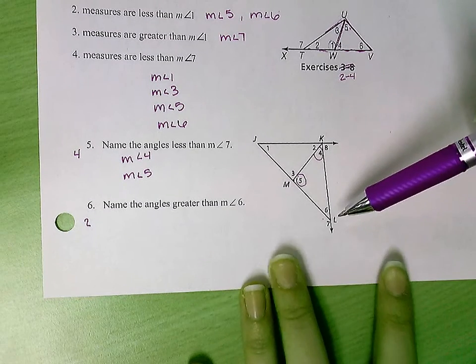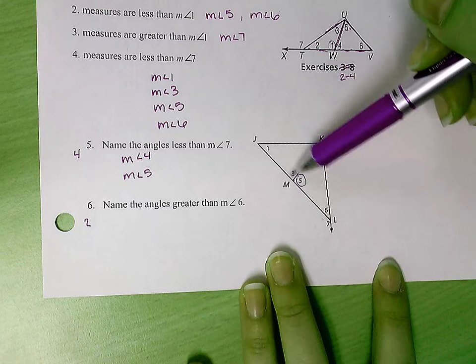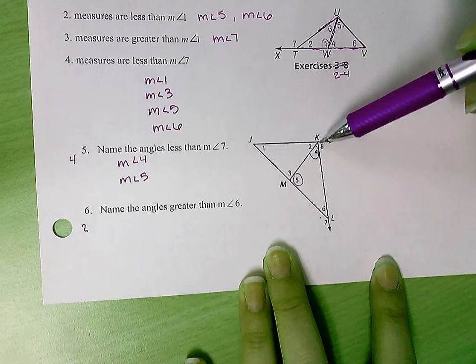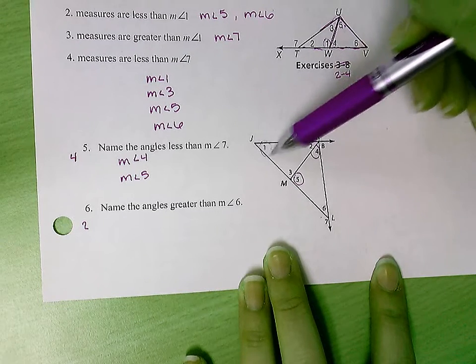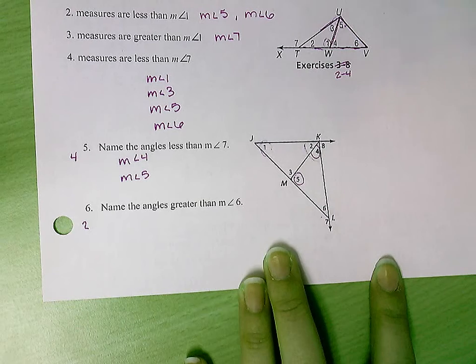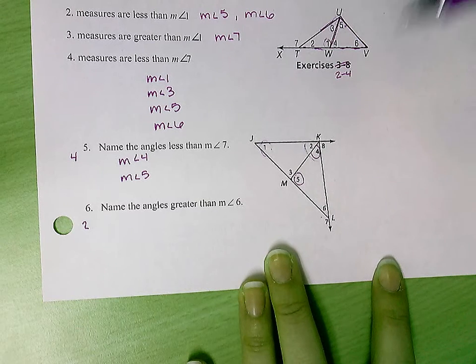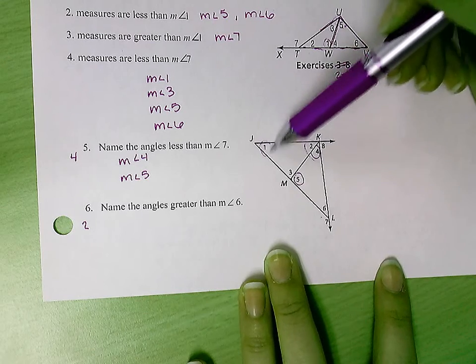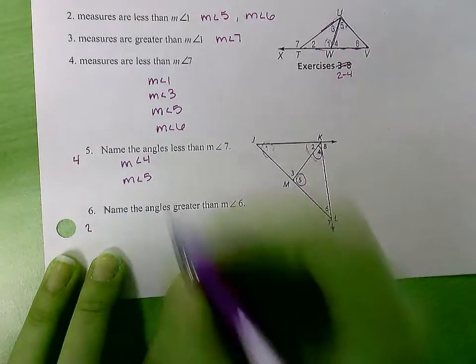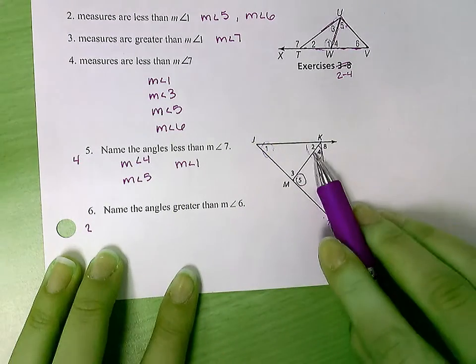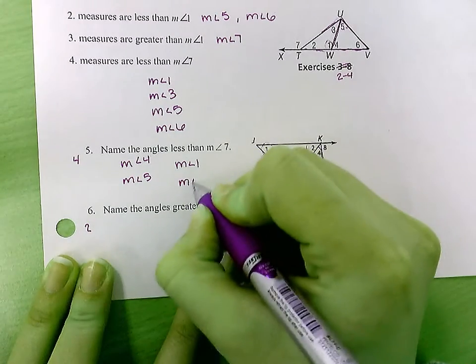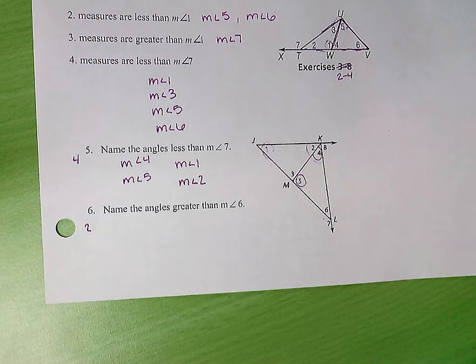Next, I'm going to look at this entire triangle here, LJK. Angle J and angle K would be my remote interior angles. Since I would add those two together, angle 1 would be less than angle 7, and angle 2 since I already have angle 4 written down. Okay, so that one wasn't so bad.